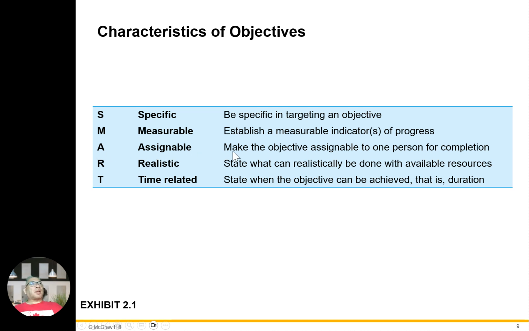A, assignable. Make sure the objective is assignable to a person for completion. R, must be realistic. State what can realistically be done with available resources. And then T, the last one, time related. State when the objective can be achieved, that is, the duration. It has to be realistic. That's the key part. If it is not realistic, then it has to be revised, okay?